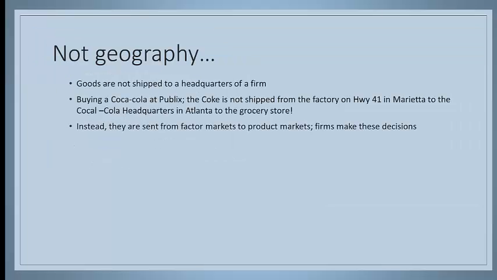Make sure students understand that firms coordinate the production process. Goods are not shipped to the headquarters of a firm. For example, when you buy a Coke from Publix in Marietta, that Coke was not shipped from the factory on Highway 41 in Marietta to Coca-Cola headquarters in Atlanta and then back to the Marietta grocery. Instead, Coca-Cola coordinated the shipments so you were able to buy the beverage in your grocery store.